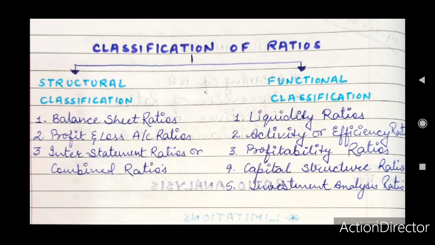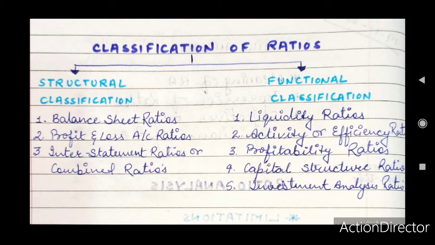Structural classification. This is the conventional mode of classifying ratios, where the ratios are classified on the basis of information given in the financial statements, that is, the balance sheet and profit and loss account, to which the determinants of the ratios belong. On this basis, all the ratios are grouped as follows. Number 1. Balance sheet ratios. The components for computation of these ratios are drawn from the balance sheet. These ratios are called financial ratios.